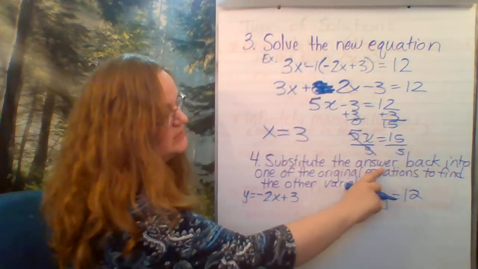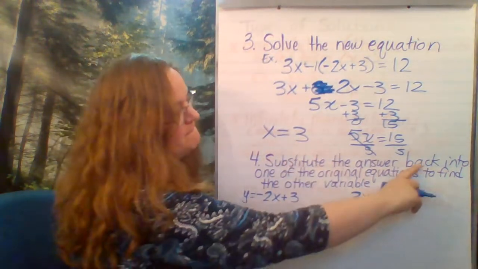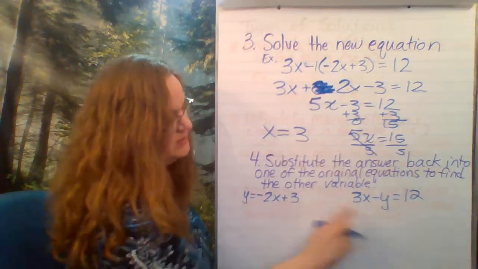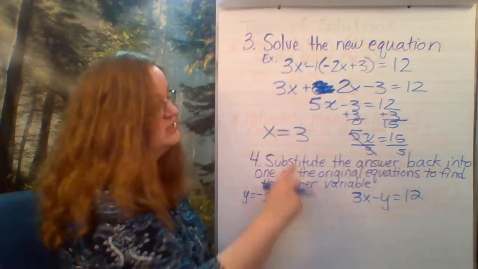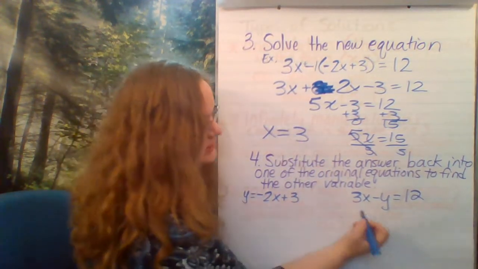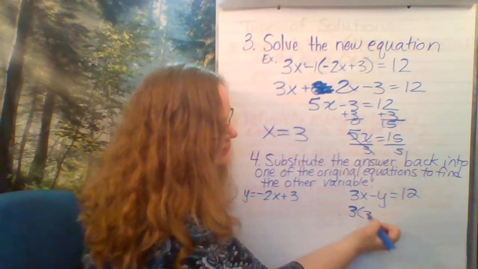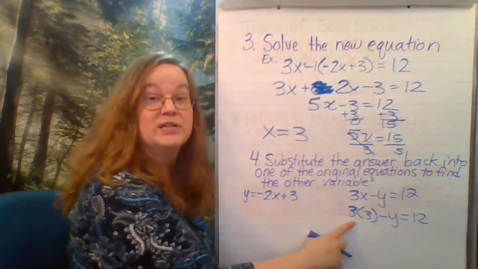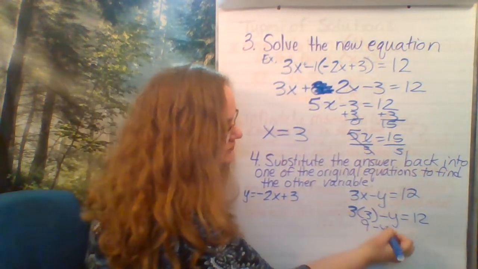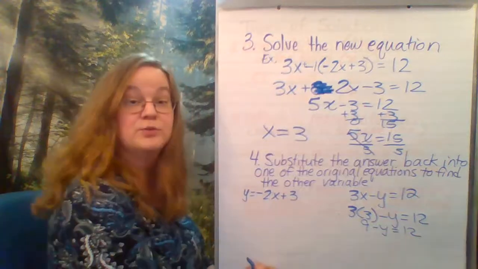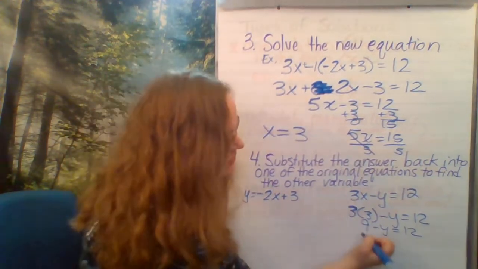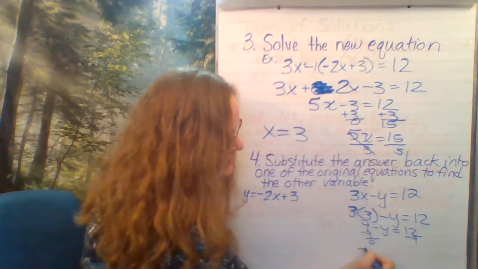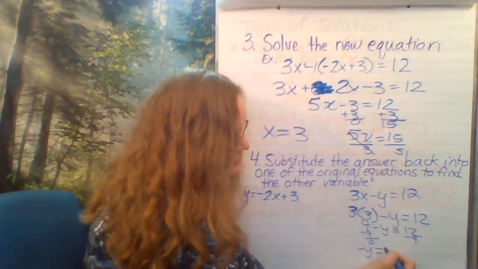So substitute in the answer that we got back into one of the original equations to find the other variable. You can pick either one and you should end up with the same answer. So if I substitute 3 in here, I get 3 times 3 minus mystery number equals 12. Well, 3 times 3 is 9. Okay, in order to move the 9, since it's positive, I'm going to subtract it. I end up with negative y equals 3.